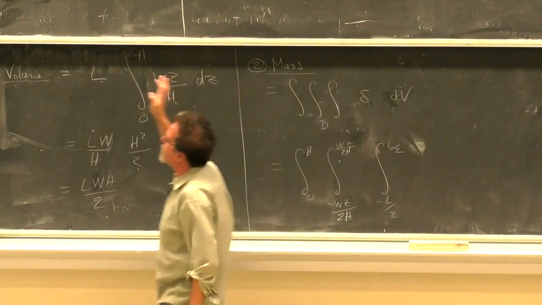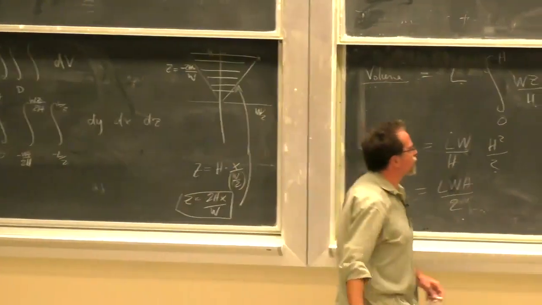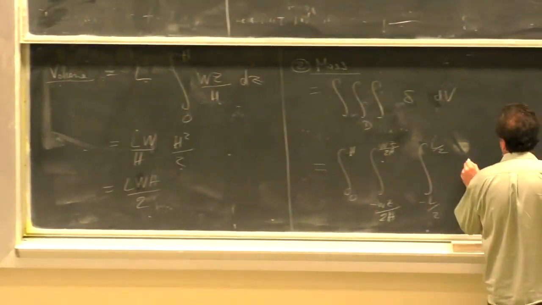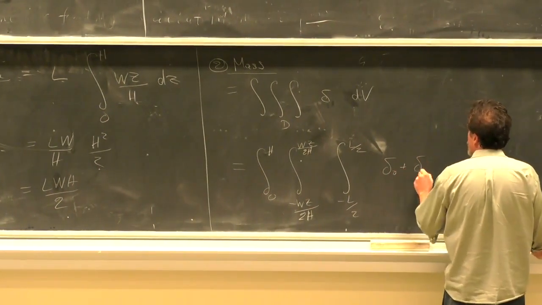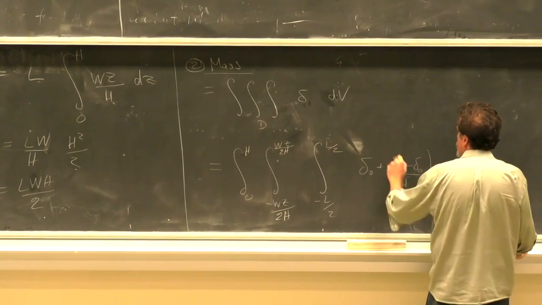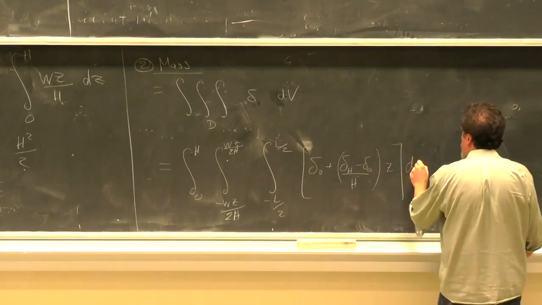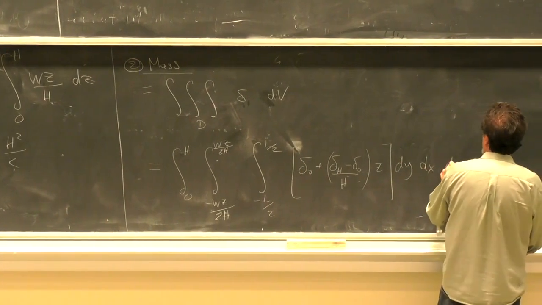And now I need my delta. And that's my delta over there. Delta is delta 0 plus delta h minus delta 0 over h times z. I integrate that dy. I integrate that dx. I integrate that dz.